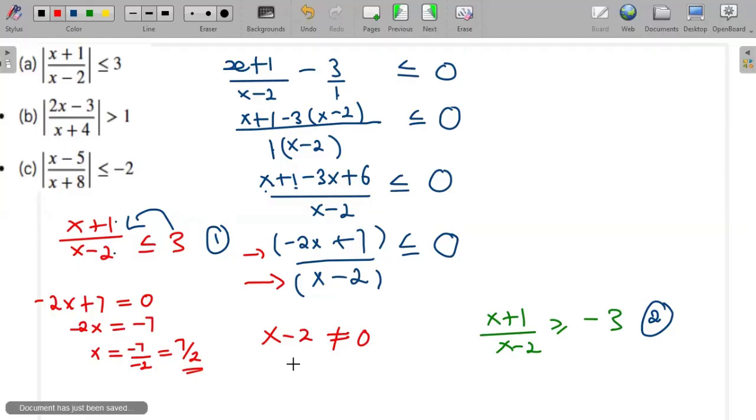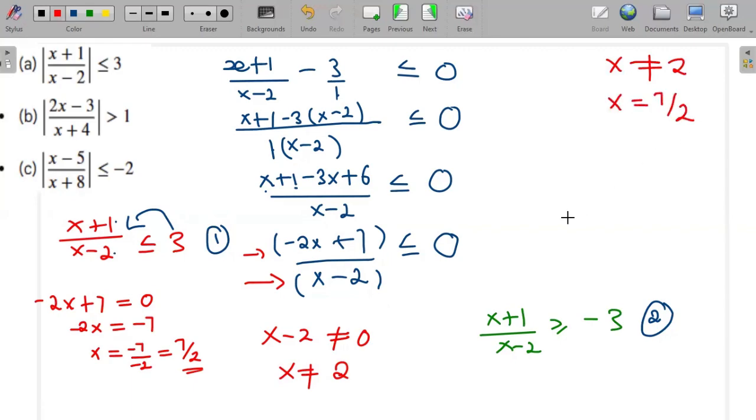So the other critical value is simply 2. I have two critical values, 7 over 2 and 2. Okay, 7 over 2 and then 2. 7 over 2 is the same as 3.5 if you try it on your calculator.